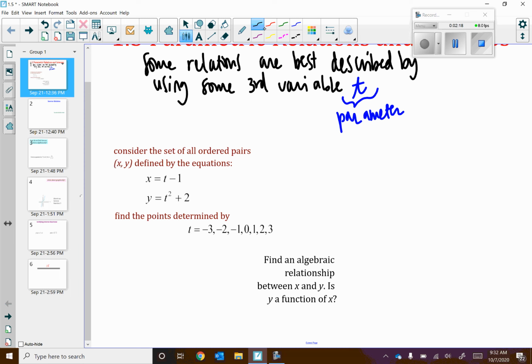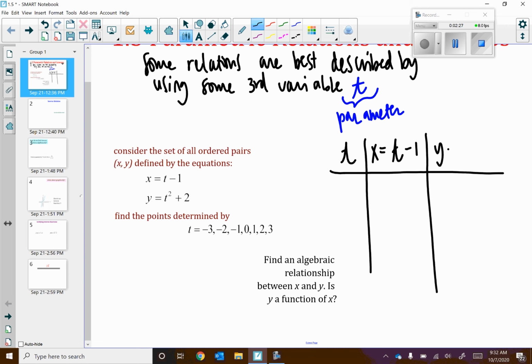So we are going to do this by setting up a table: t, x, which is t minus 1, and y, which is t squared plus 1, and we want t to be -3, -2, -1, 0, 1, 2, and 3. So take a moment, pause your video right now, calculate these values, plugging in each value for t in both of these and getting an x and a y.